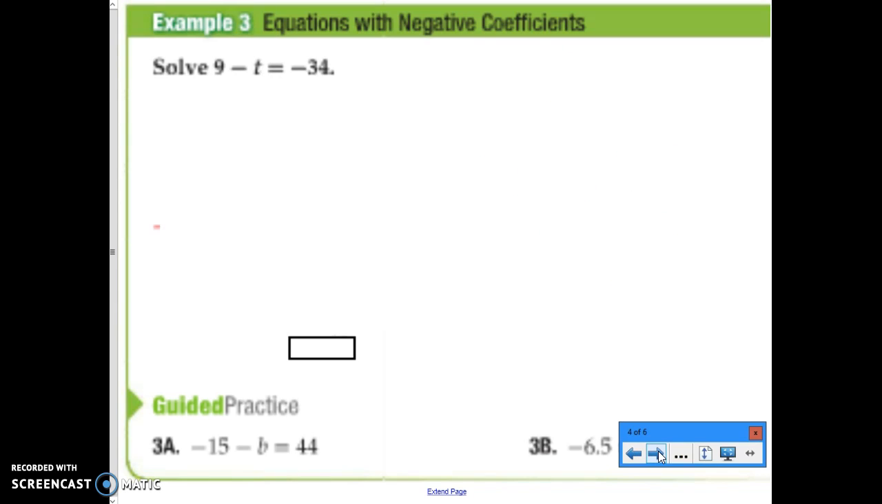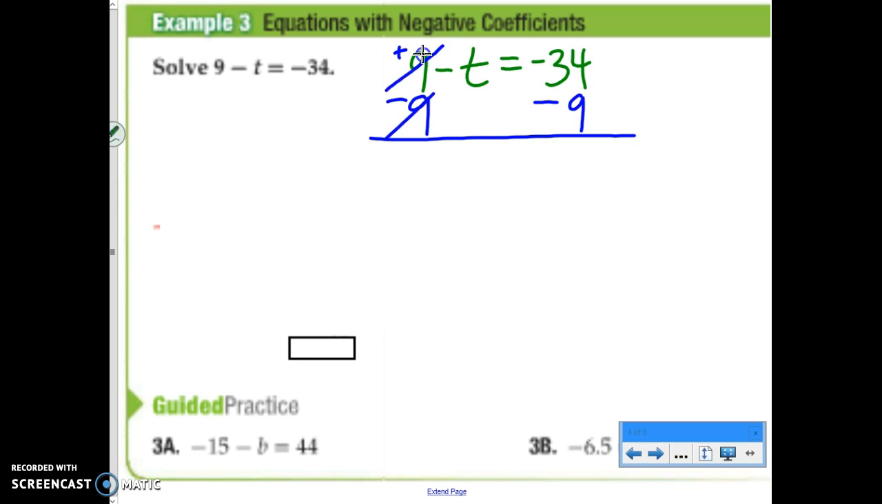All right, on the next slide here, we're going to solve equations with negative coefficients. I'm just going to rewrite the equation over here. 9 minus t equals a negative 34. Remember, the first step that you need to do is get rid of any terms that do not have the variable next to it. Remember that this is a positive 9, so the opposite of addition is subtraction, and whatever I do to one side of the equal sign, I have to do to the other to keep that equation balanced. And it leaves me with, remember, this sign directly in front of that term sticks with that term, so I'm really left with a negative t equals a negative 34 minus 9 more gives me a negative 43.